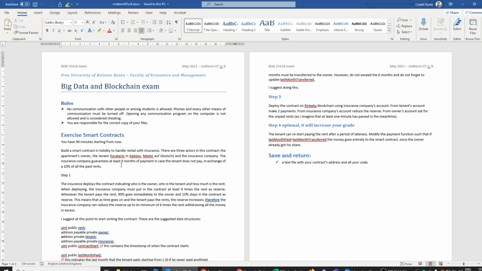The insurance company guarantees at least 6 months of payment in case the tenant does not pay, in exchange of 10% of each paid rent.